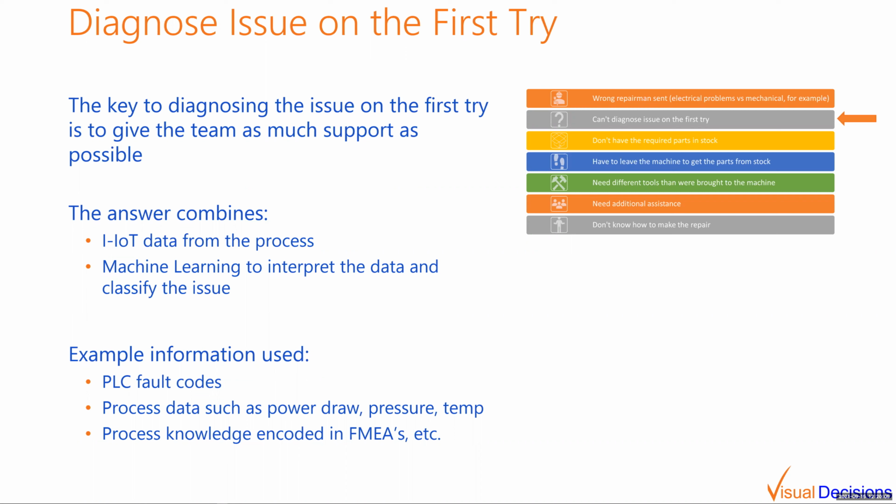But if we have all of that detailed information and have that classifier system in place, we can certainly short circuit that, where the classifier system can recognize the issue. But having that additional data can also help the maintenance person understand what was going on with the machine prior to the downtime and help them much more accurately diagnose what the issue is on their first try.